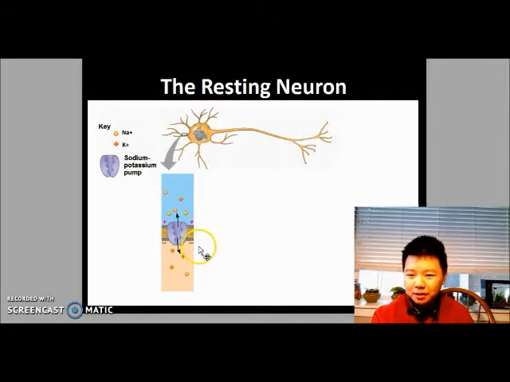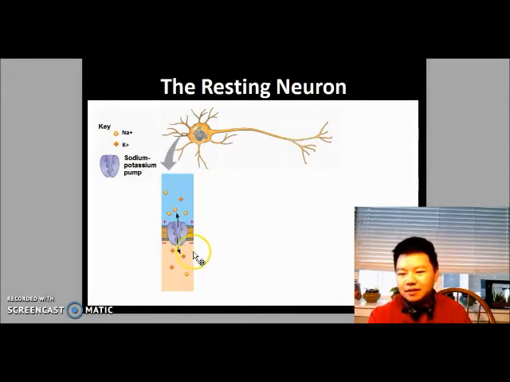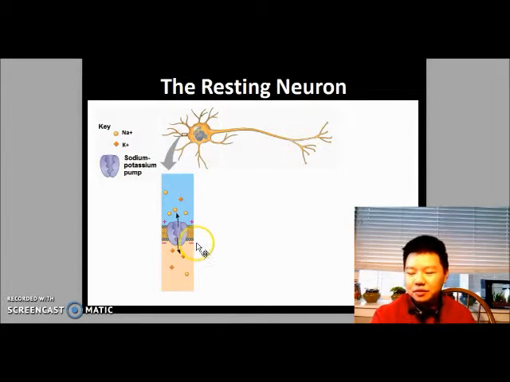Notice that this sodium-potassium pump is pumping 3 positive charges out for every 2 positive charges in. So on average, it's pumping positive charges out. This pumping action contributes to the inside of the membrane being negative compared to the outside. This is what's called a negative membrane potential, and the resting membrane potential is always negative.